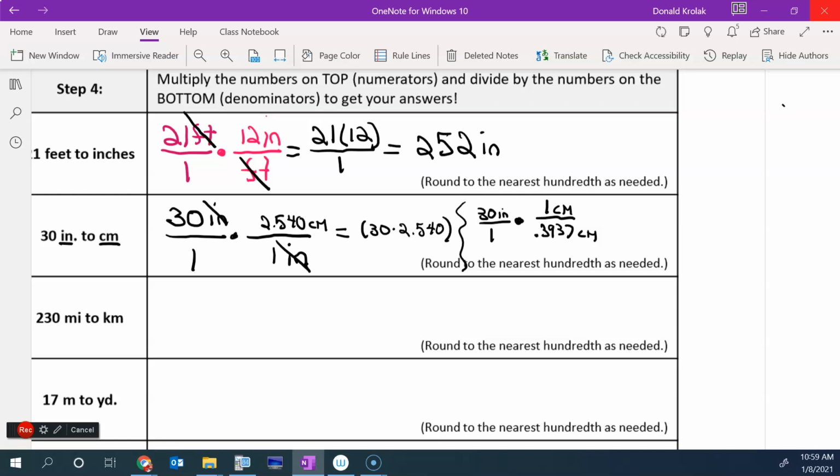Times 2.54, 76.2, and that's centimeters. And if I did this one, whoops. This one would be 30 divided by this. See, they're the same answer.